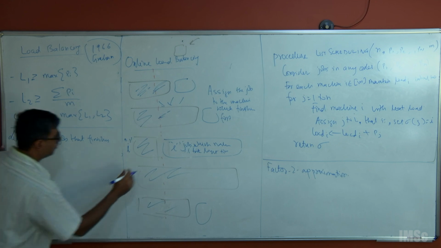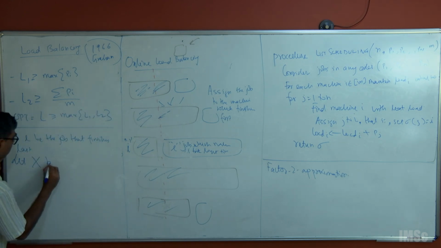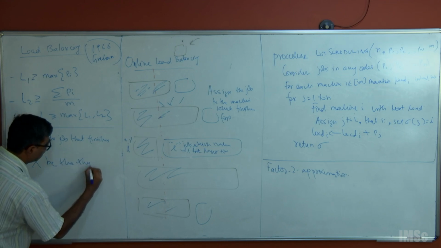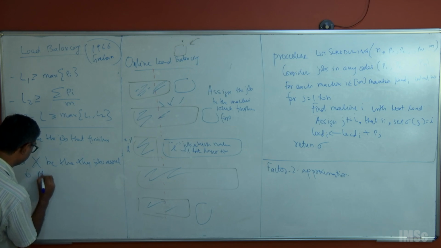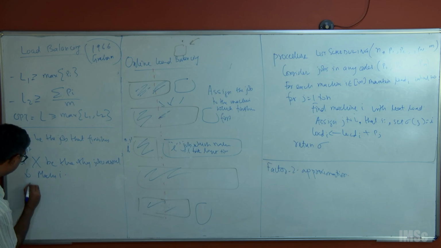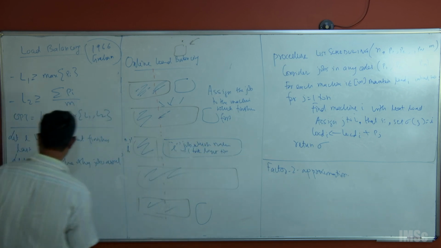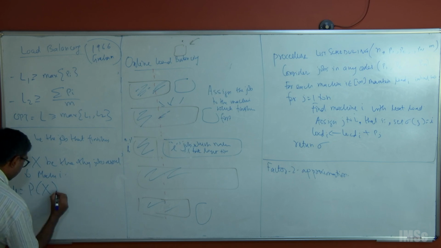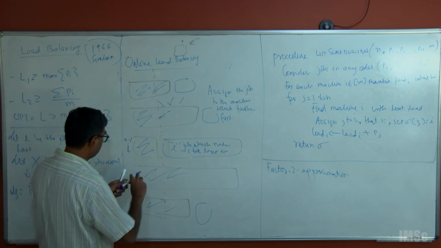Okay. So now look at this machine I. Let X be the other jobs assigned to machine I. Okay. So what can you say about P of X? What does the algorithm return? Algorithm ALG is nothing but P of X plus P of L. Because this is basically what I'm saying to you.